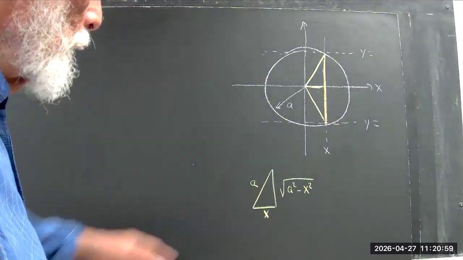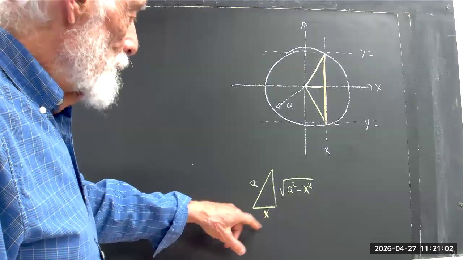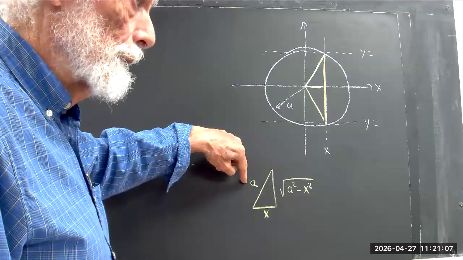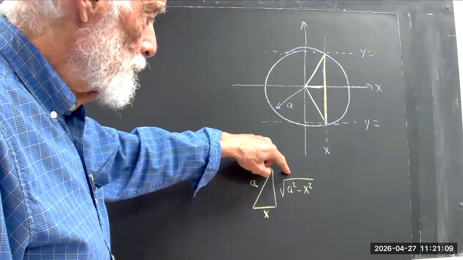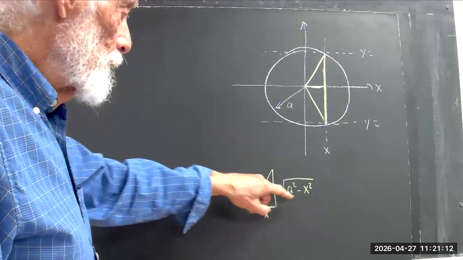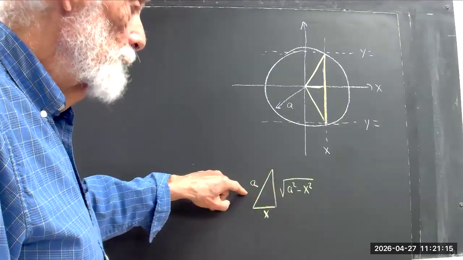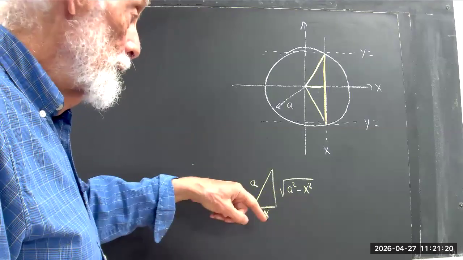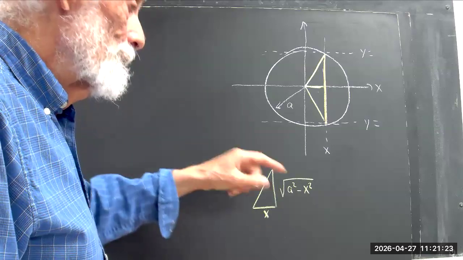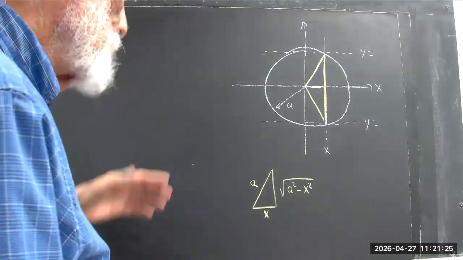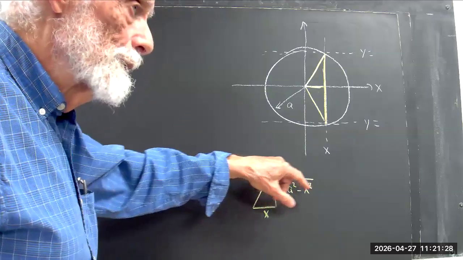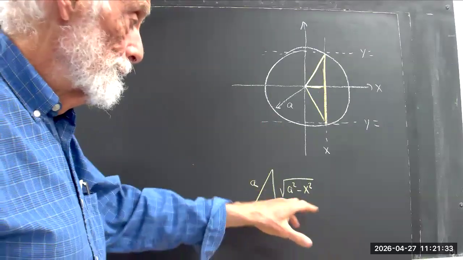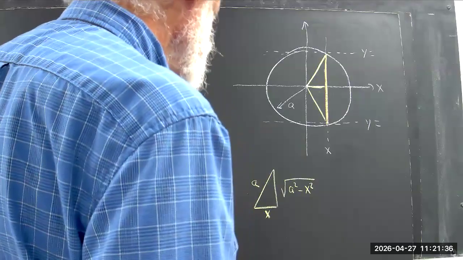There it is. Why? It's because the square of this leg plus the square of this leg equals the square of the hypotenuse. So if this is unknown, x squared plus the unknown equals a squared, and you solve that for the unknown, and you get a squared minus x squared. So the square root of that is this. Anyhow, everybody should know that.